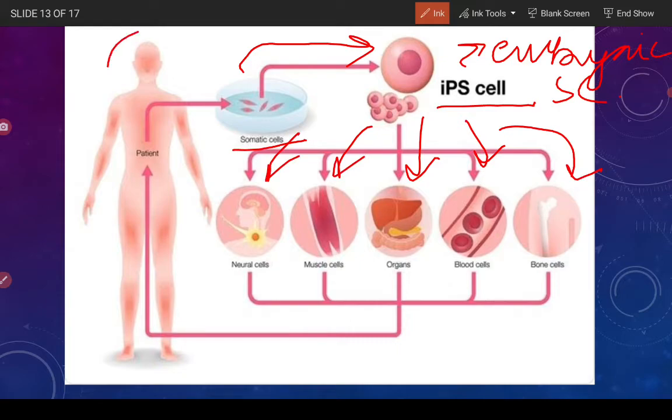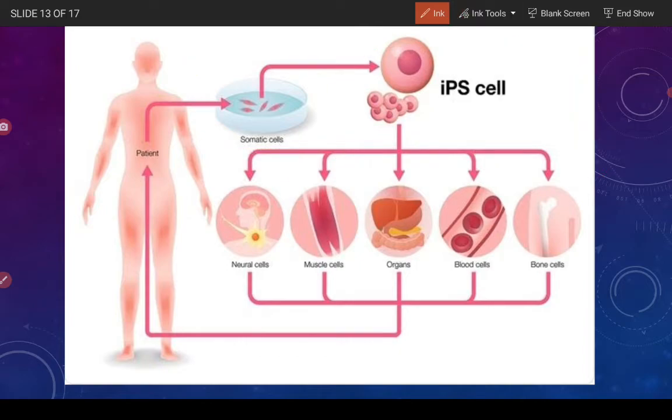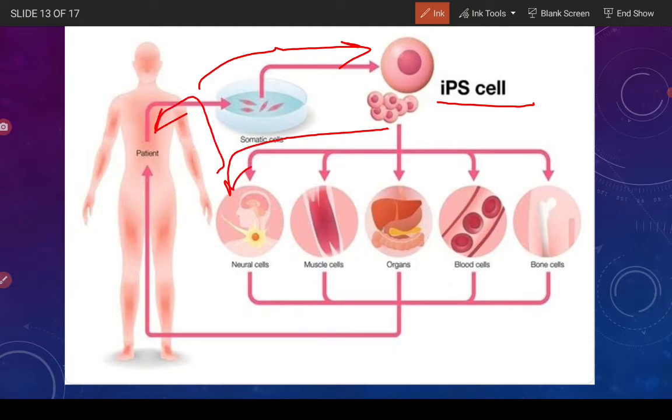So if a human being is sick, for example, he has hurt himself in an accident and his neurons have degenerated, we can take his somatic cells, convert them into induced pluripotent stem cells, and then generate some neural cells and give them to the patient that needs those neural cells.